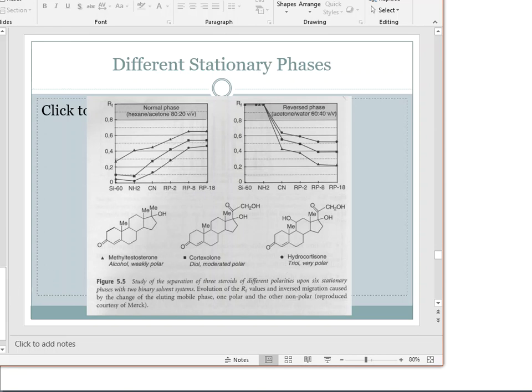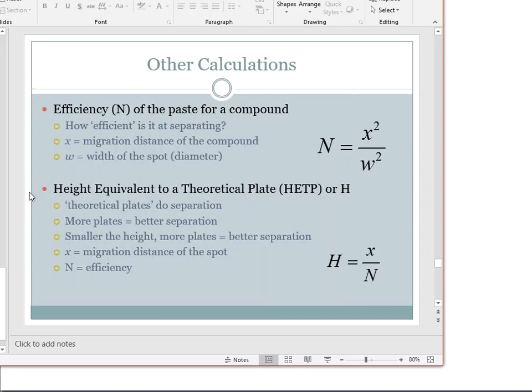All right? Okay, some other things that I need to talk about as far as the TLC plate goes. We can calculate efficiency of the spots, which is basically the efficiency of the plate. How good is it for separating? And we do that by doing an equation similar to chromatography. N, the efficiency here, is equal to x squared over w squared. The x is how far the spot traveled, and the w is how wide the spot is, the diameter of the spot. So if you're comparing different spots to each other, you take how long it traveled and how wide the spot is, and you can calculate what we call efficiency. How good was that spot basically for the plate?